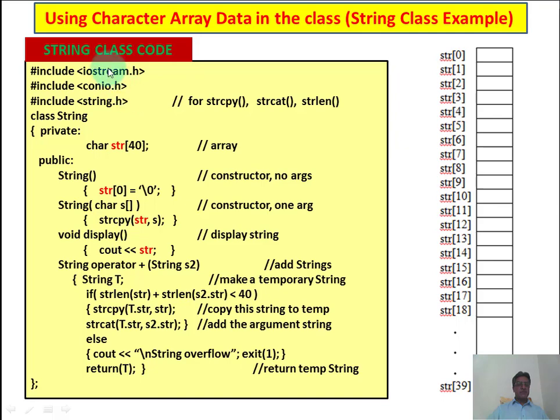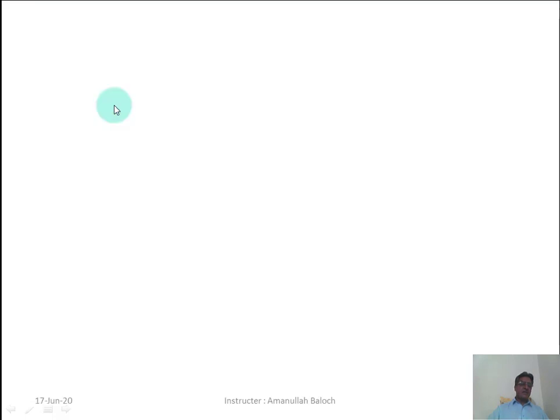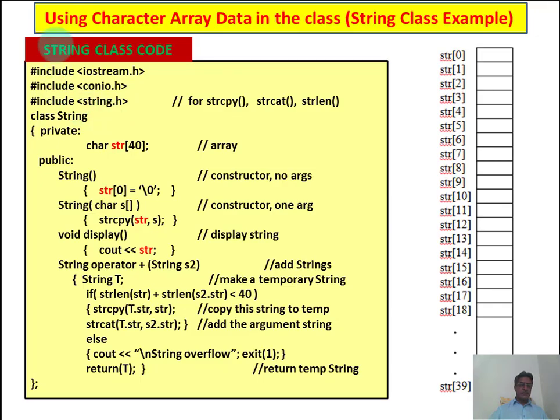This is actually the string class code. #include iostream, #include conio.h, and #include string.h. The string.h header is used for strcpy, strcat, and strlen. We are using these three string functions in our class. That is why we included the string.h file in our program.